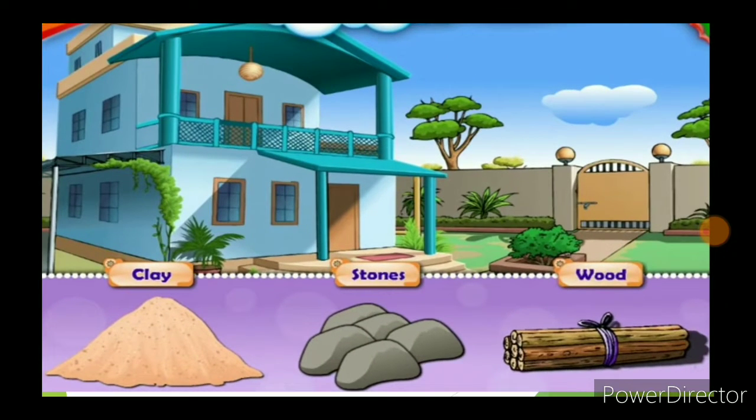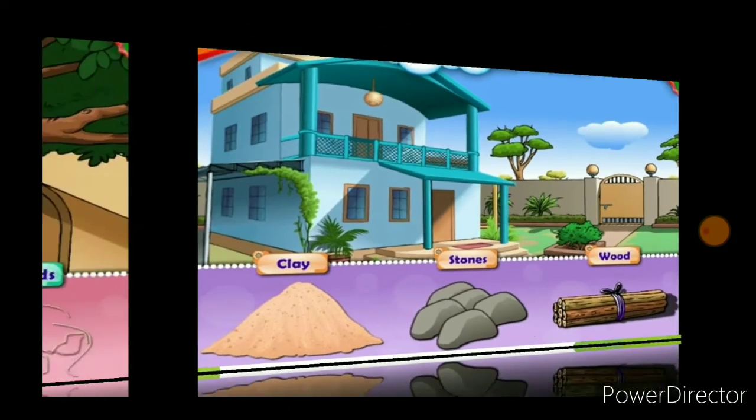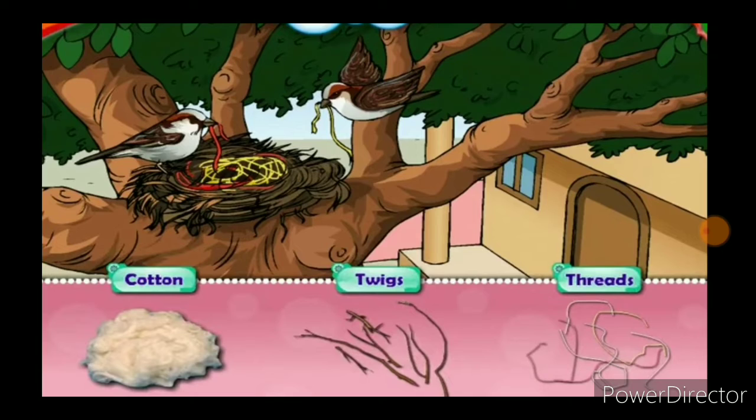Like the house which we live in is made up of clay, stones and wood. All these three things are taken from the environment. If environment would not have given us these things, then we were unable to build a house. Like us, animals, insects, birds, plants are also dependent on environment. Birds build the nest using cotton, twigs and threads. All these things are taken from the environment.